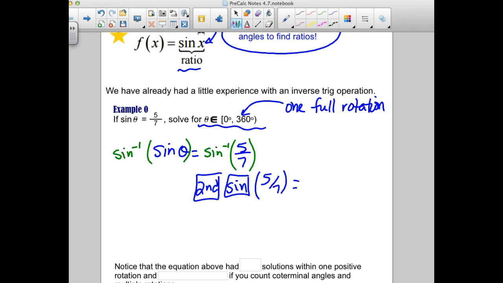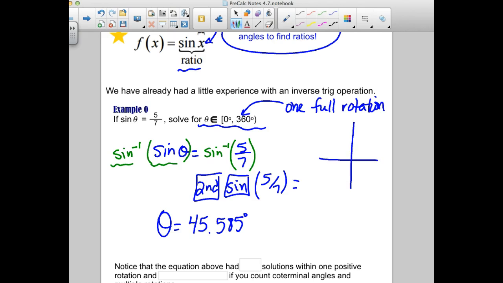And what we're getting out is basically our angle. So these two things here, our sine inverse with the sine, are going to cancel each other out. So with your calculator, you should be getting an angle of 45.585 degrees. Now, the one thing to be careful of is that's not the only answer.